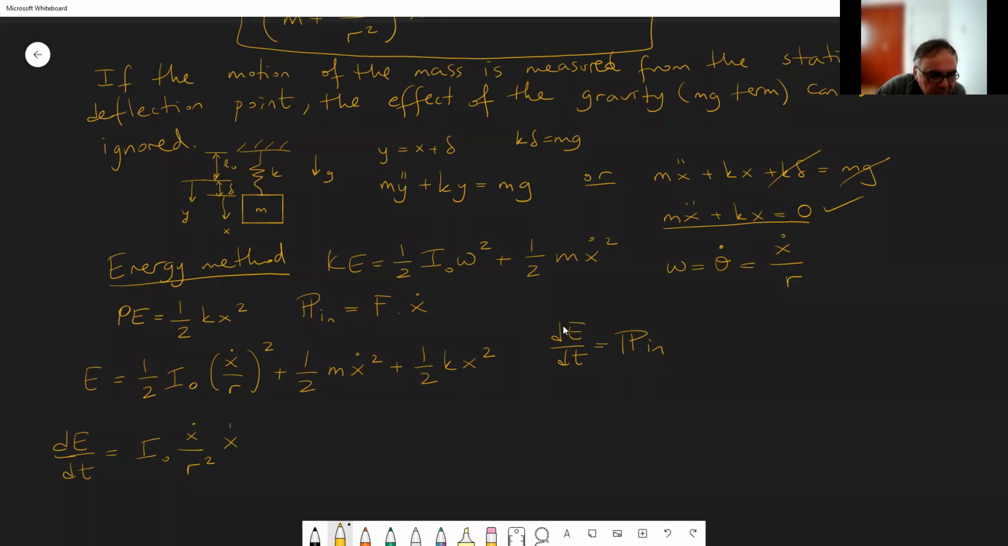times the derivative of x dot, which is x double dot, plus m x dot x double dot, plus the derivative of 1/2 kx squared, which is kx times x dot, equals power in, which is F times x dot. As usual, these x dot terms cancel.